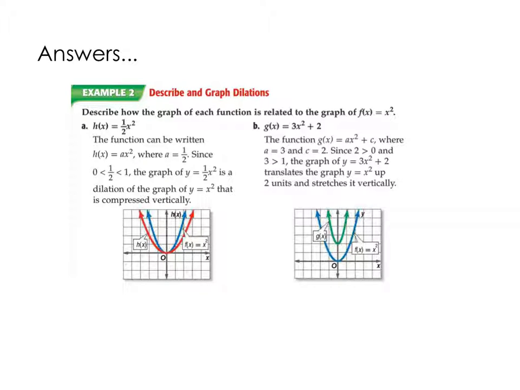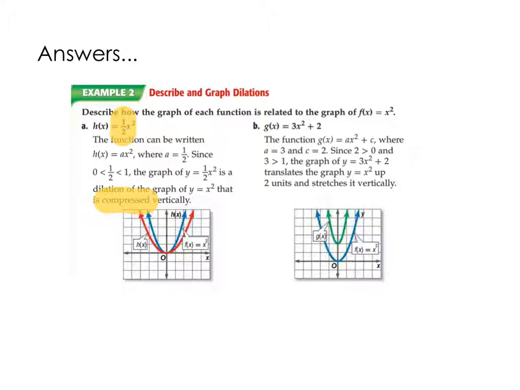All right, so on part A, describe how the graph of each function is related to f of x equals x squared. This 1/2 x squared is going to be compressed vertically because it's getting a little bit wider. So again, key concept here was that a, the 1/2, is between 0 and 1, the absolute value of it, so it's going to be compressed.